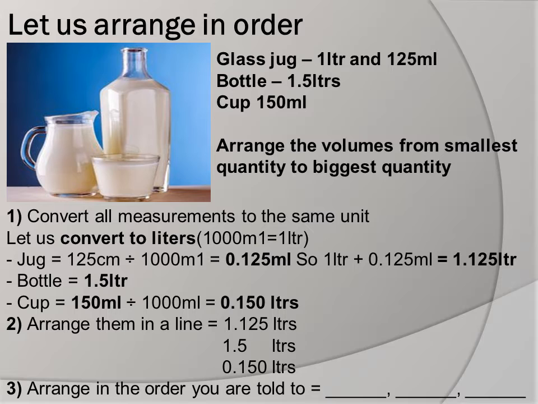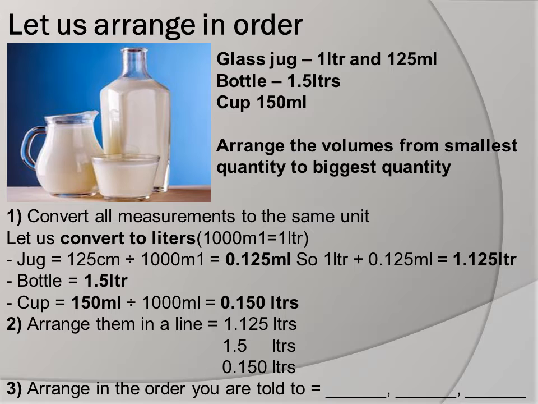Great job. It's already in liters. We don't have to convert. And then the cup is in milliliters. Let's change it to liters. We'll also divide by 1000, since 1000 milliliters make a liter. And then our answer, move the decimal point to the left 3 times, 0.150 liters. The same way again, we arrange them in a straight line and start to compare.